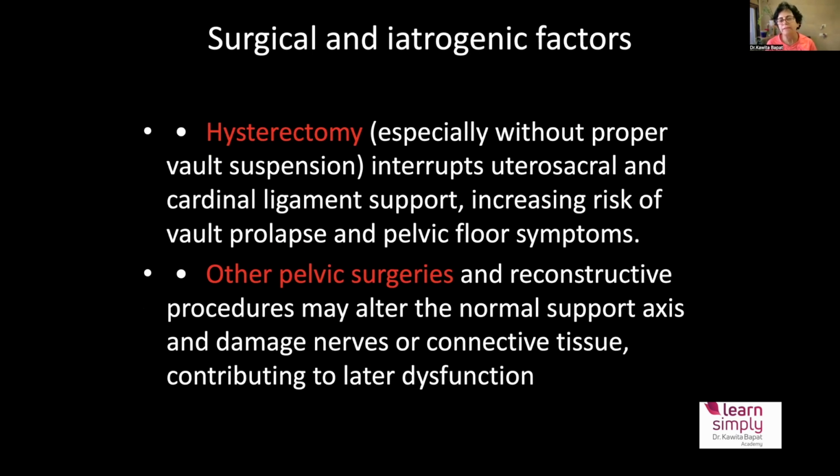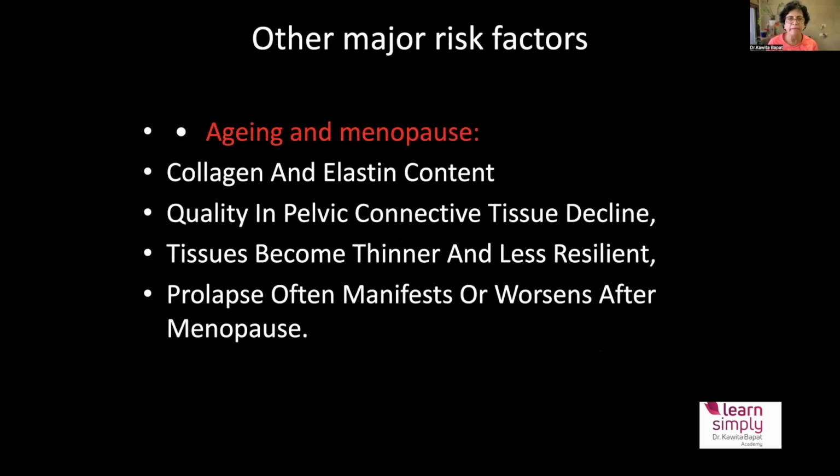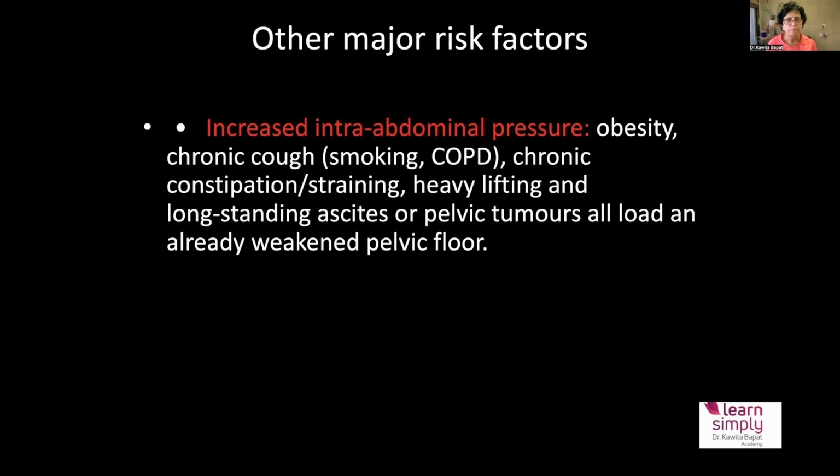Other pelvic surgeries and reconstructive procedures may alter the normal vaginal support axis and damage the nerves or the connective tissue, contributing to later dysfunction. Aging and menopause. Why does it happen? Because the collagen and elastin content becomes less, the quality of pelvic connective tissue declines, tissue becomes thinner and less resilient, and prolapse often manifests or worsens after the menopause.